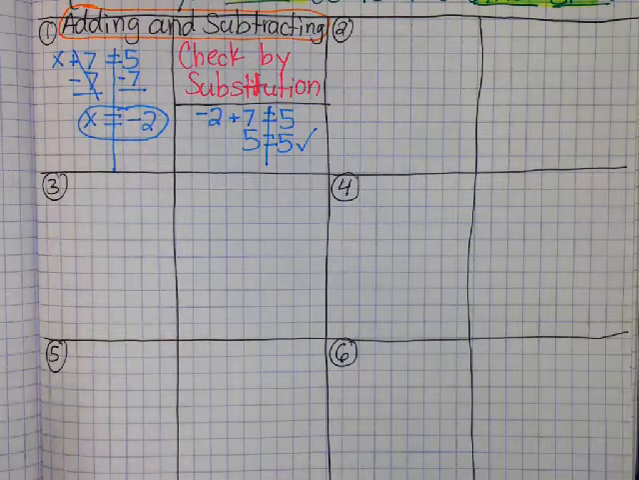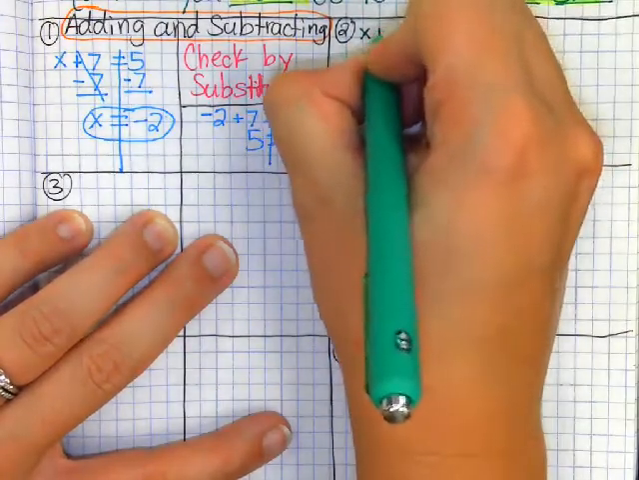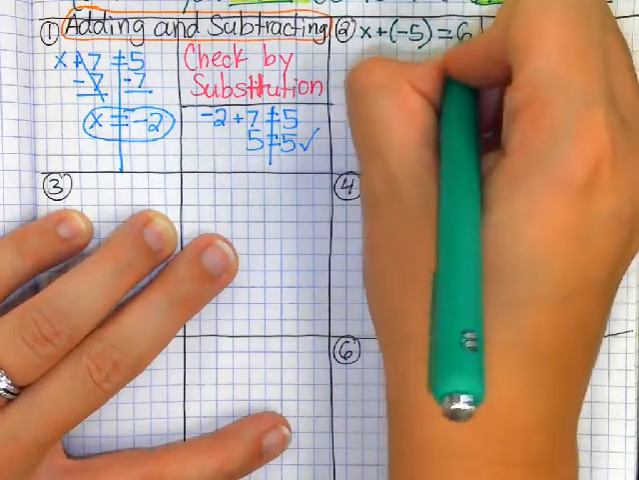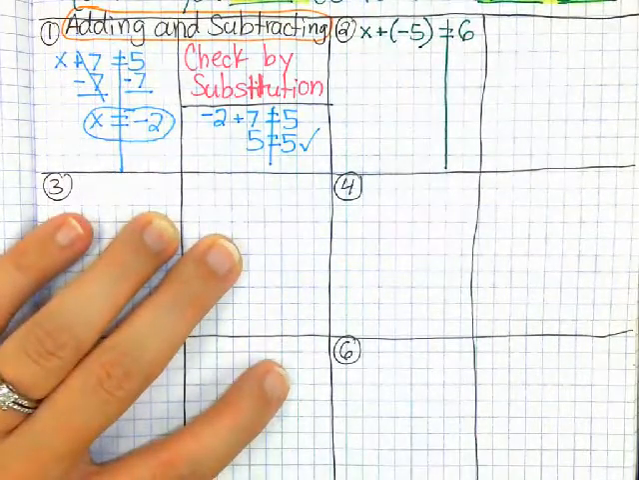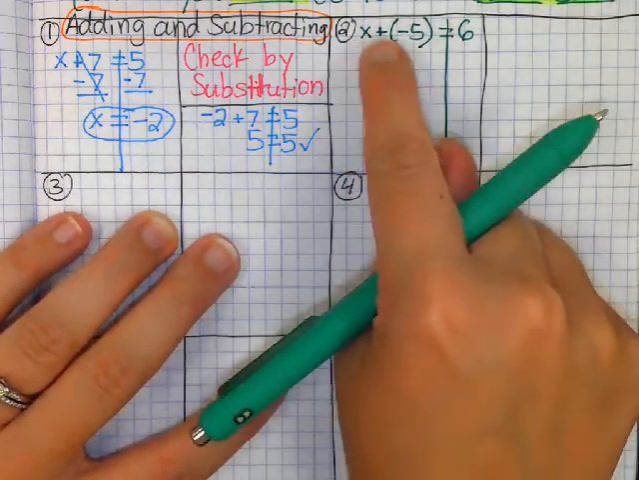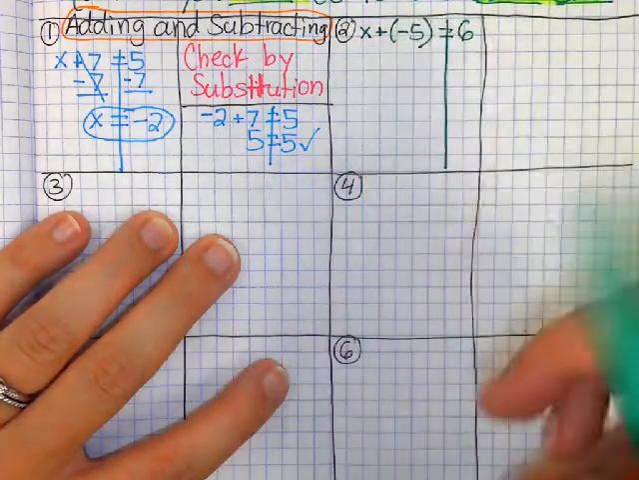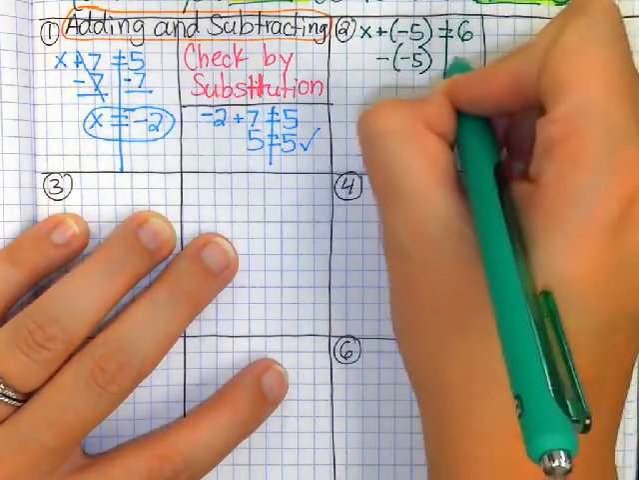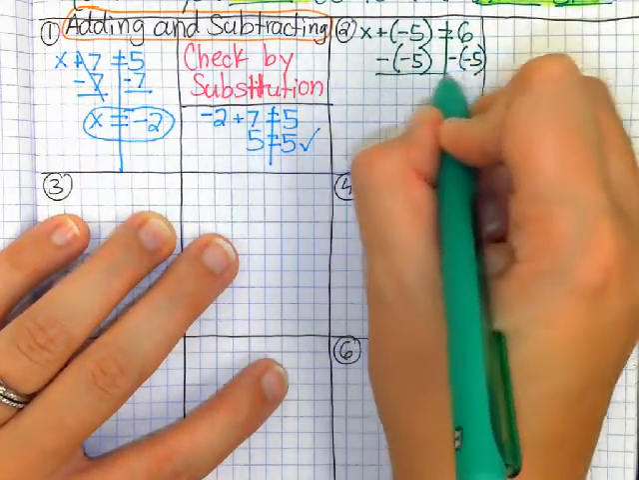Number 2. I have x plus negative 5 equals 6. Wonderful. I have addition, so I need to subtract. I'm going to subtract my negative 5 from both sides. What I do to one side, I do to the other.